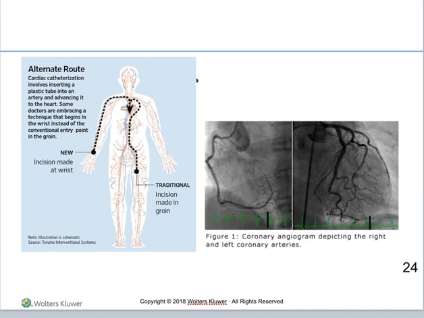So after the procedure, the nursing consideration is that they are at a high risk for bleeding.